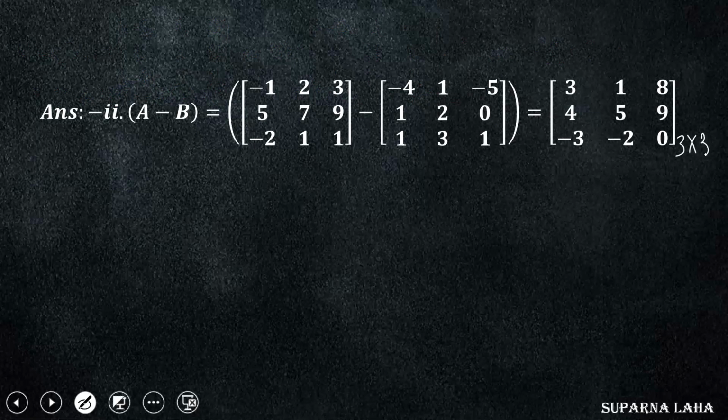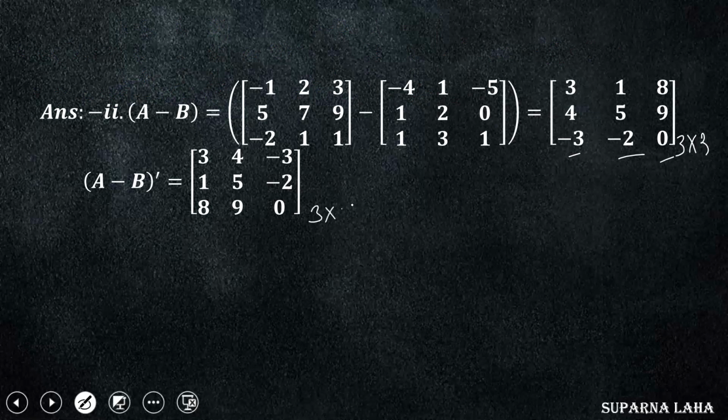Now take its transpose, that is (A minus B) transpose. Just change the rows into columns. That is 3, 4, -3, 1, 5, -2, and 8, 9, 0. This is also a 3 by 3 matrix. Now let us find the matrix A transpose minus B transpose.